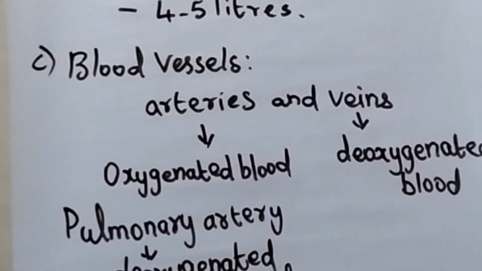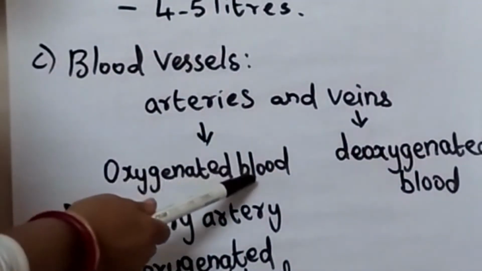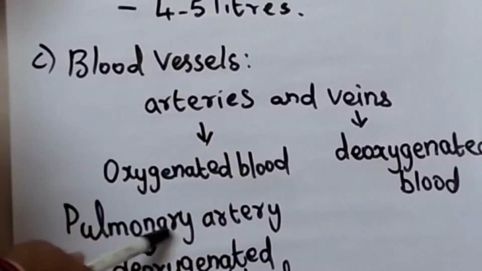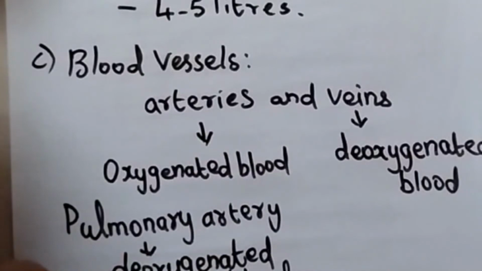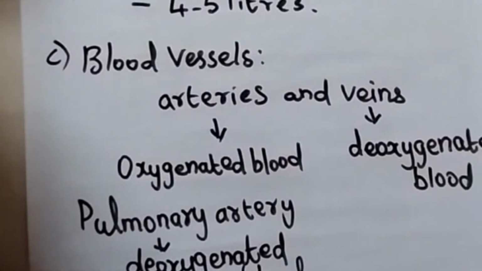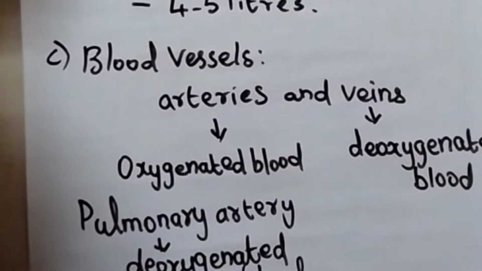Usually, arteries carry oxygenated blood in general, except the pulmonary artery. This pulmonary artery carries deoxygenated blood from the heart to the lungs. Okay children, the pulmonary artery carries deoxygenated blood from the heart to the lungs.